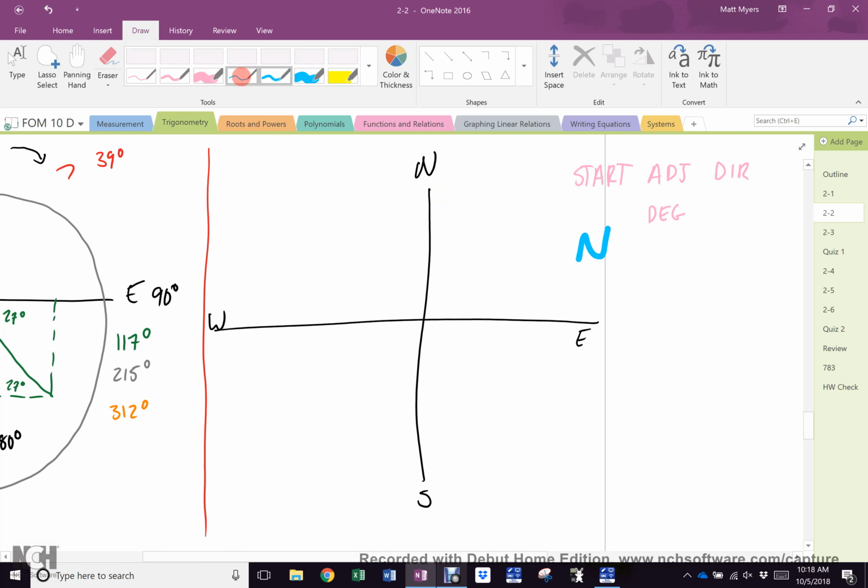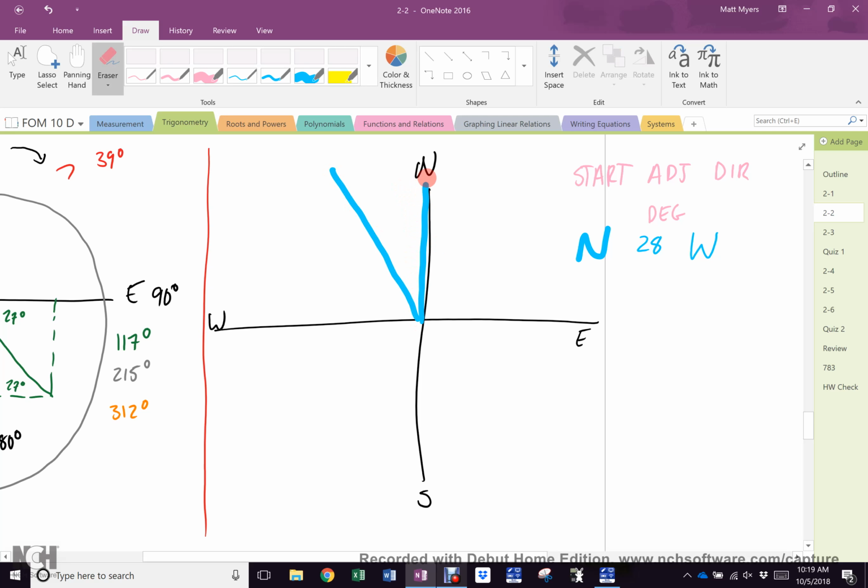But I am not walking north. I am walking north, and I am adjusting 28, so 28 degrees, to the west. So if there was no adjustment, I would be going straight north, yes? But I'm adjusting 28 degrees in which direction? Where is west? Left. So I'm adjusting 28 degrees towards the west.